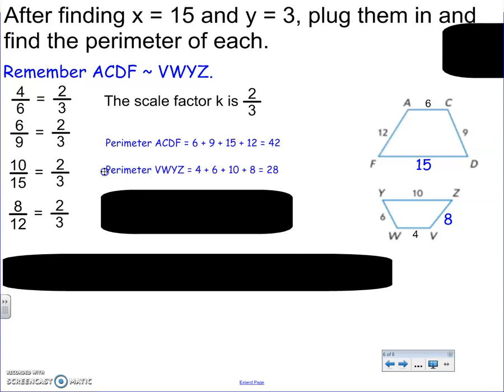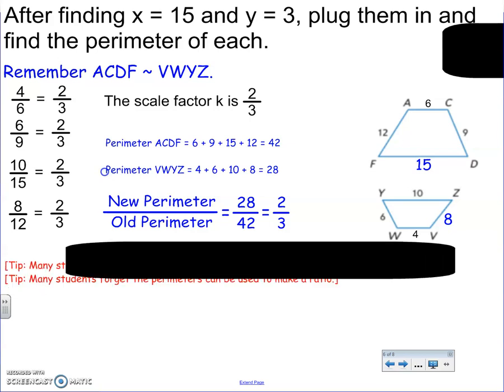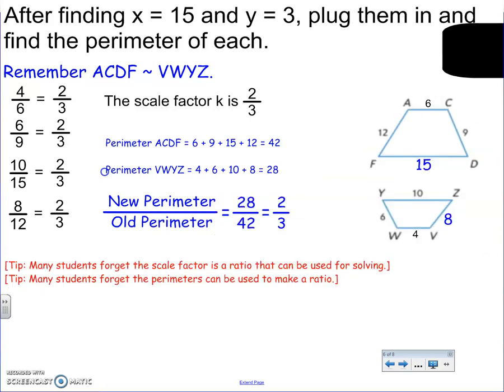Alright, if I do the perimeter, I'm adding all the numbers. For the top, I got 42. For the bottom, I get 28. If I do new over old, new perimeter over old perimeter, if I reduce, I get 2 over 3 as well. That's what's supposed to happen. A lot of kids forget that the scale factor is a ratio that can be used for solving, and the perimeters also can be used as a pair because they're going to make a ratio and can be used for solving.